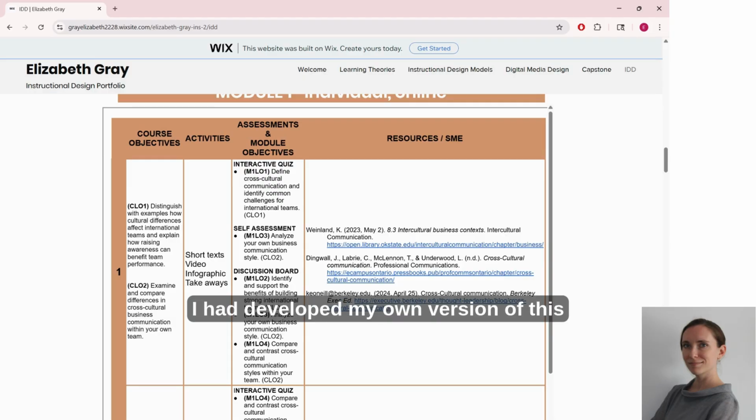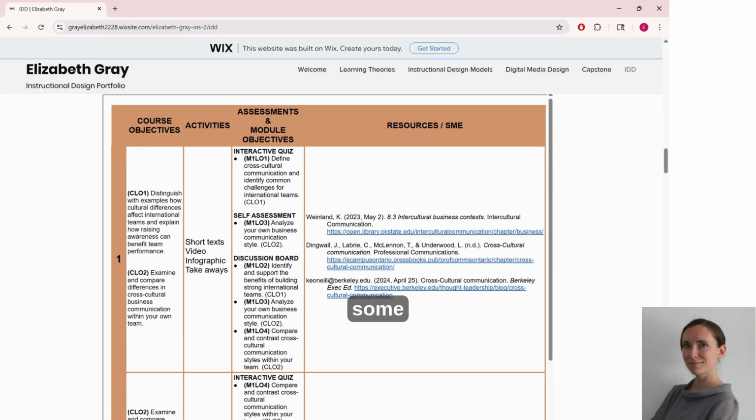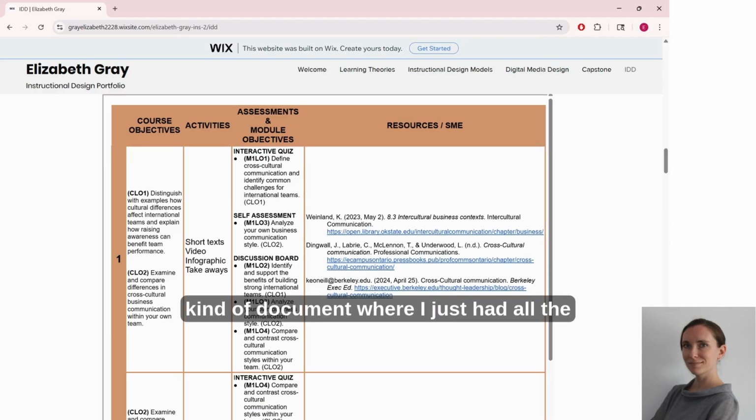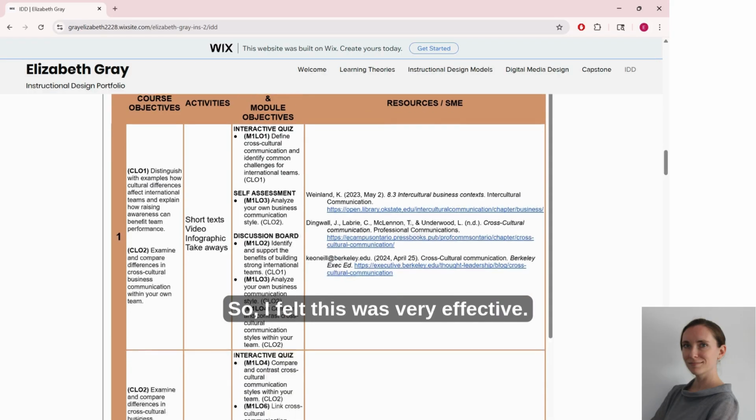In fact, I had developed my own version of this before it was suggested in the course because I just felt from day one that I really needed some kind of document where I just had all the information in one place. So I felt this was very effective.